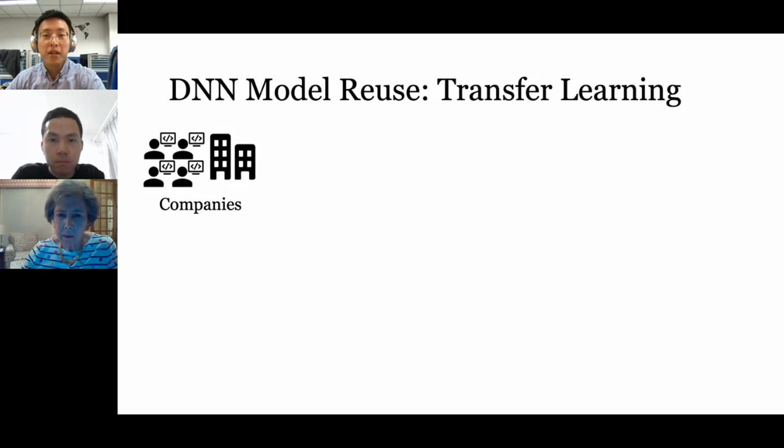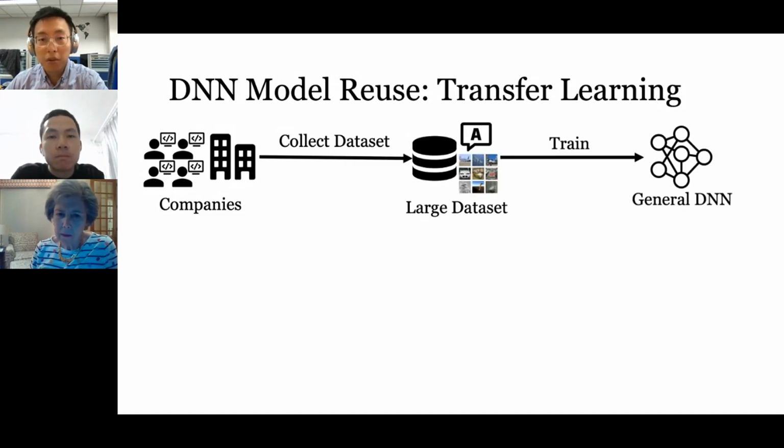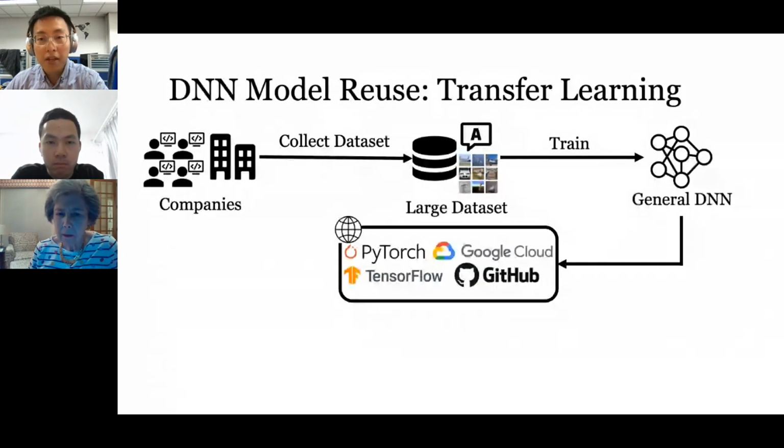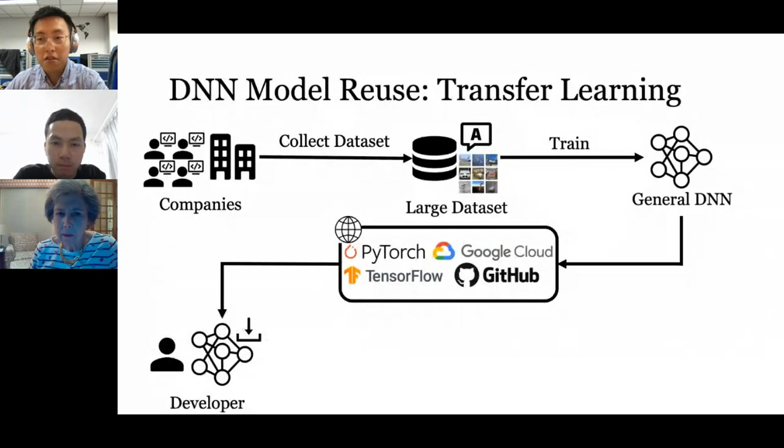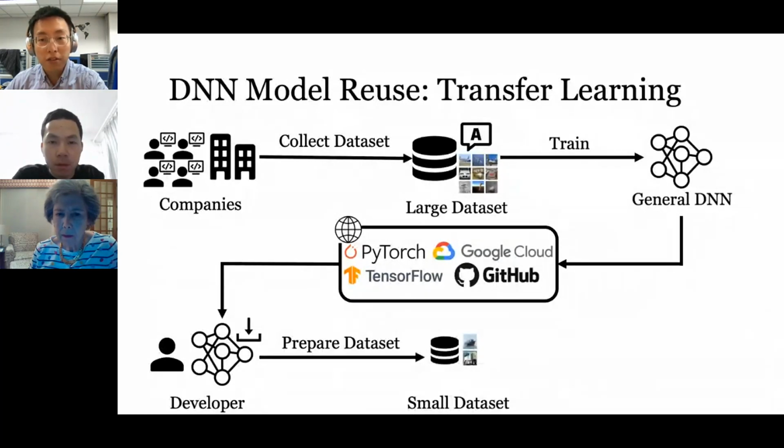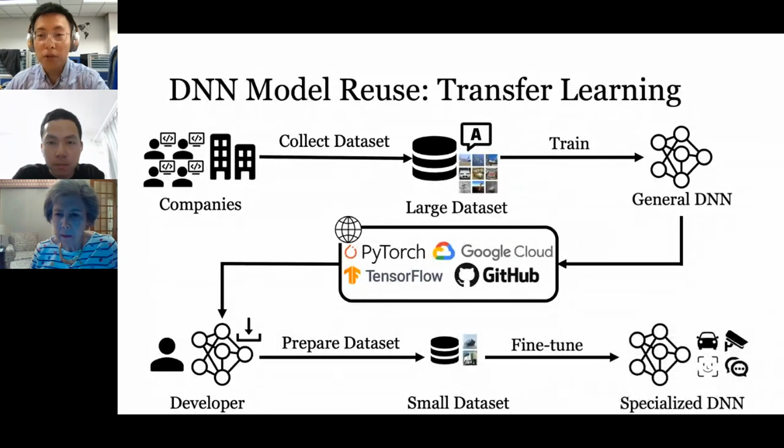In transfer learning, a company collects a large-scale dataset, trains a general DNN model, and uploads the model to the internet. Then an individual developer downloads the model, prepares a small-scale dataset, and fine-tunes the model. The final model is a specialized DNN that only performs certain tasks. The general DNN is often called the teacher model, and the specialized DNN is the student.